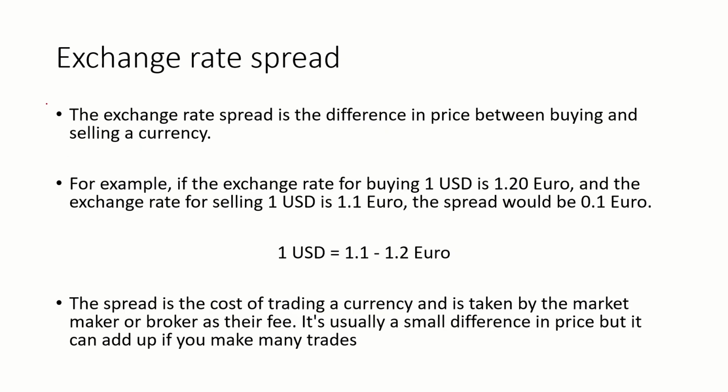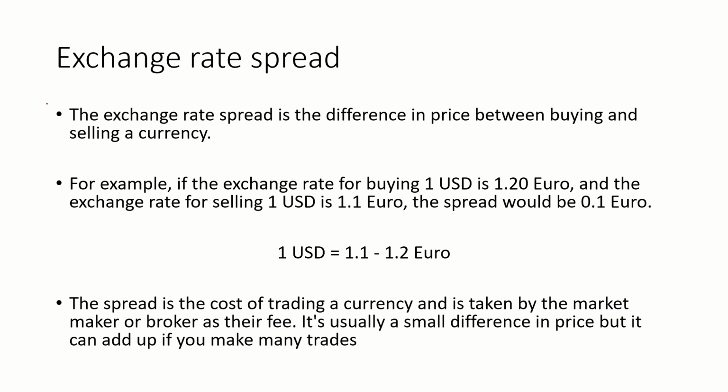Now let's discuss the exchange rate spread. The exchange rate spread is the difference in price between buying and selling a currency. For example, if the exchange rate for buying 1 US dollar is 1.2 euro and the exchange rate for selling 1 US dollar is 1.1 euro, the spread would be 0.1 euro.